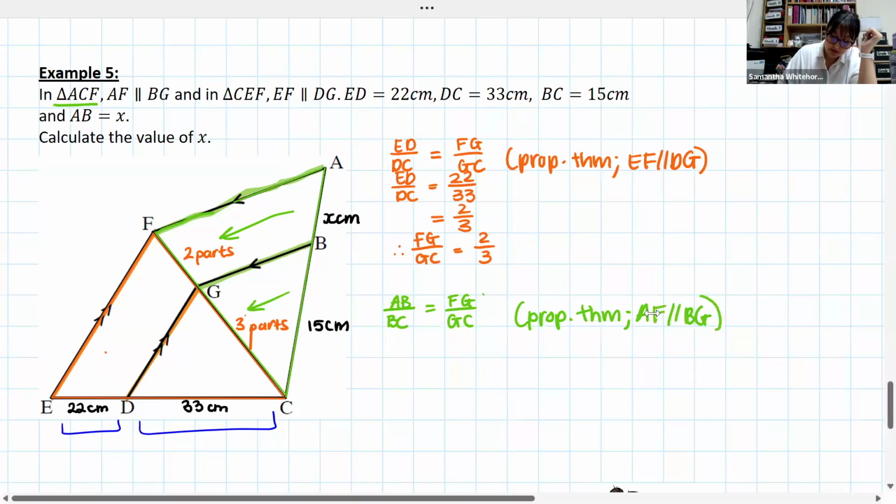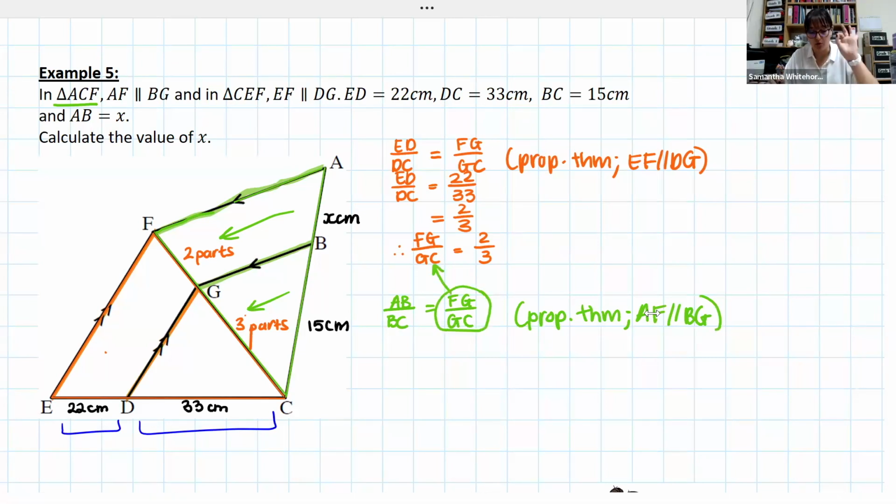Now, if you have a look, FG to GC is exactly what we just found. So I've got that information, which is wonderful. AB we were told is X. And BC we know is 15. And we've just worked out that FG to GC is 2 over 3. And now I just go and solve.